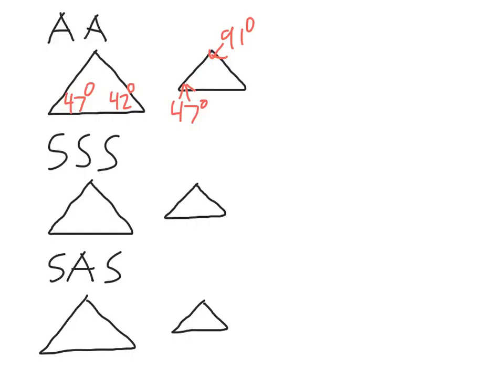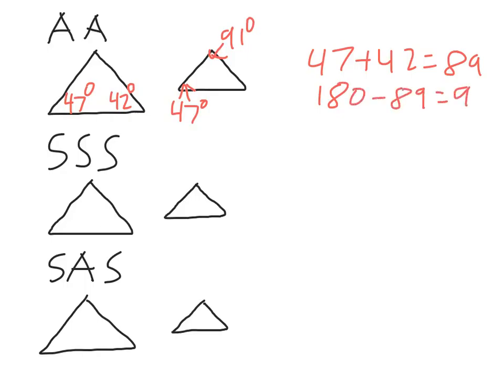So we need to find one of the third angles, either this one or this one. It doesn't matter which one you find. So we'll just say 47 plus 42 is 89. And then to find the third angle, we say 180 minus 89, which is 91. So this angle right here is 91.